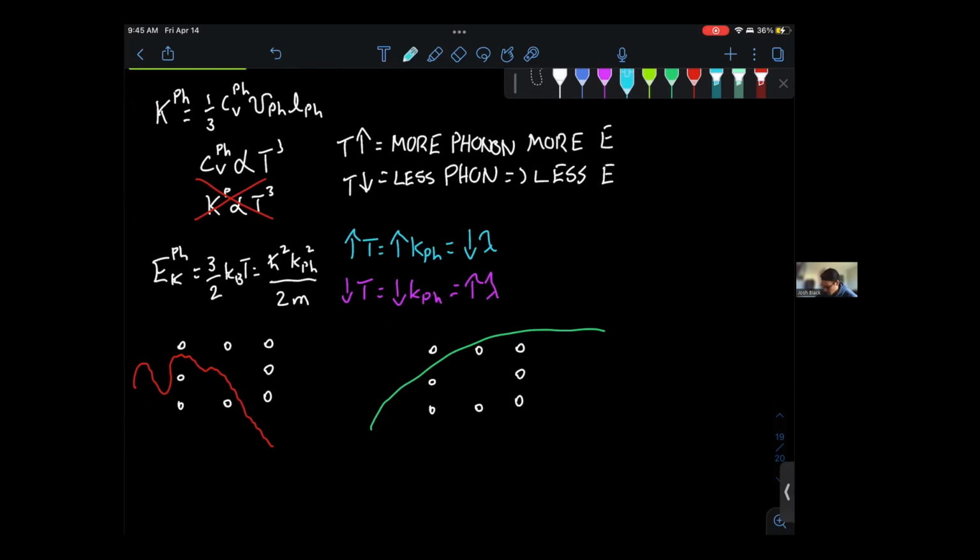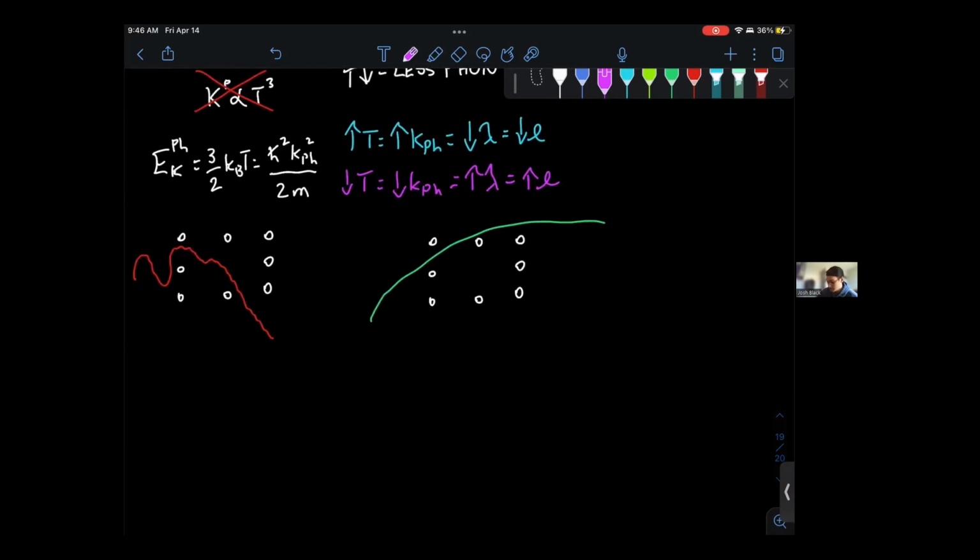So at a higher temperature, we have a lower wavelength, meaning we have a lower mean free path. And at a lower temperature, we have a higher wavelength, meaning we have a higher mean free path. So our phonons are going to be deflected less. This gives us this kind of relationship. Thermal conductivity due to phonons with respect to temperature increases and comes to a maximum at around 20 Kelvin and then drops as temperature moves on.